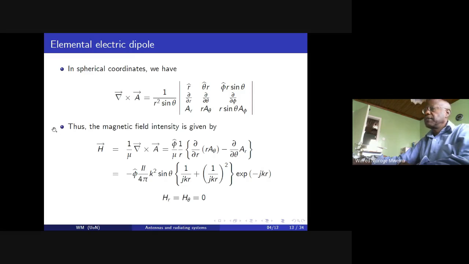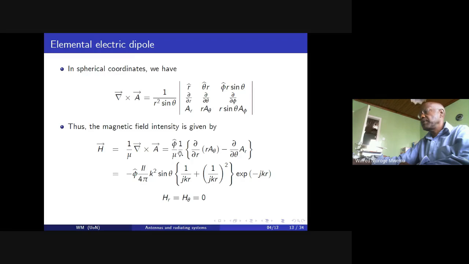And therefore, we obtain the magnetic field intensity as the curl of A multiplied by 1 over mu, and we get this as only a phi cap component. That is, H will be directed around the current element, that is, around the wire circumferentially, and therefore we only have the phi-directed component of H.